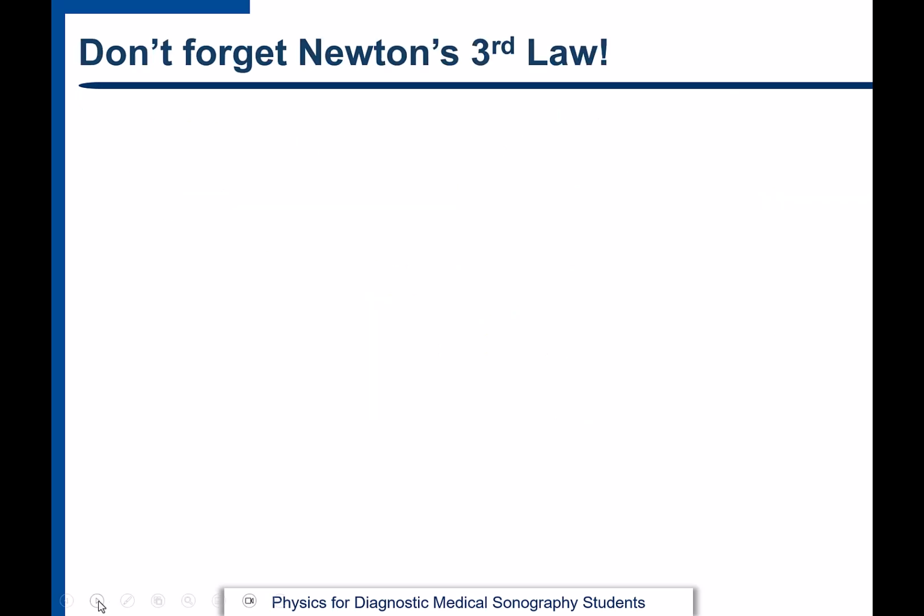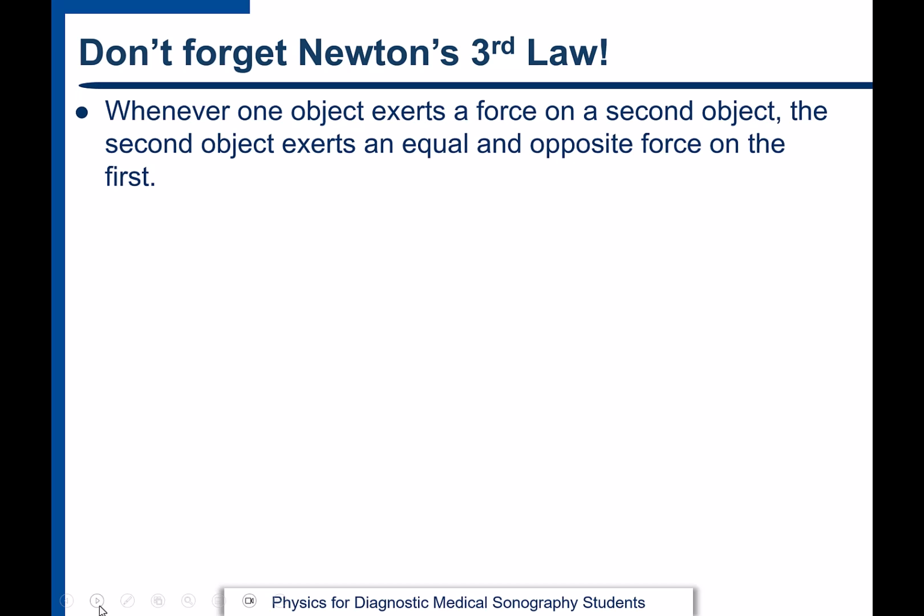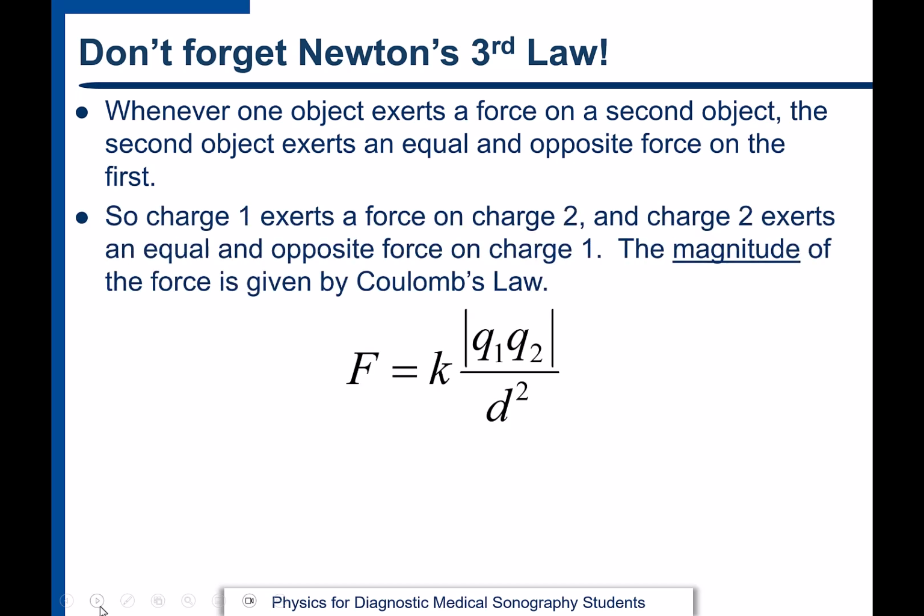Okay, so let's answer that question from a few slides ago. The answer is the force on the two charges will always have the same magnitude no matter what the size of the charges are. And that's because of Newton's third law. Remember that if object 1 exerts a force on object 2, object 2 exerts an equal and opposite force on object 1. And so when we learn Coulomb's law, what Coulomb's law is telling us is the force that object 1 exerts on object 2 or the force that object 2 exerts on object 1.